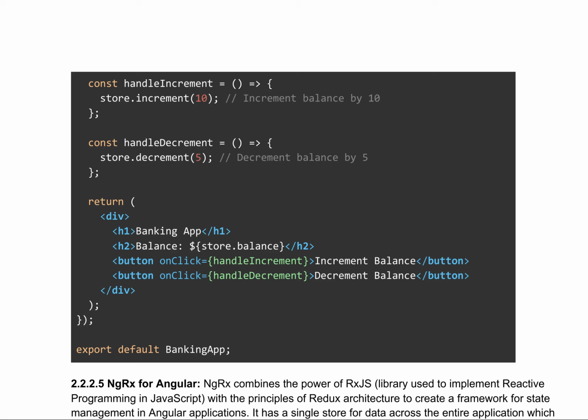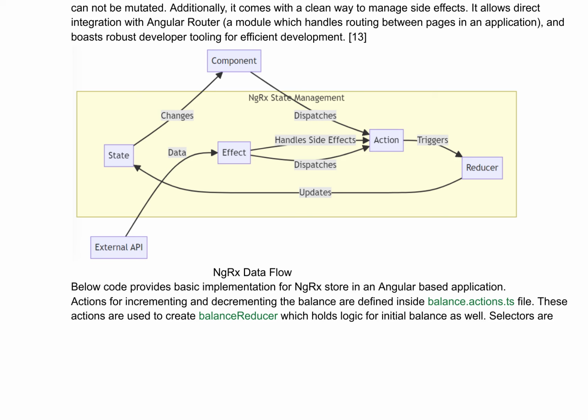NGRX combines the power of RxJS, a library used to implement reactive programming in JavaScript, with the principles of Redux architecture. This framework facilitates state management in Angular applications by maintaining a single, immutable store for data across the entire application. It offers a clean way to manage side effects and integrates directly with Angular Router, enabling routing between pages in the application. Furthermore, NGRX boasts robust developer tooling for efficient development.